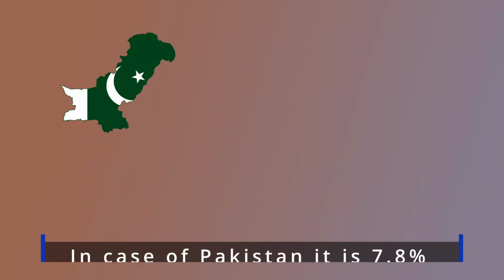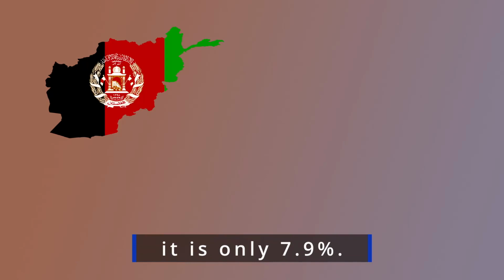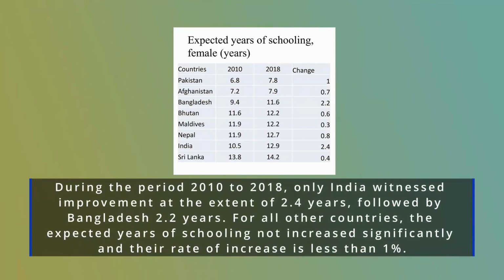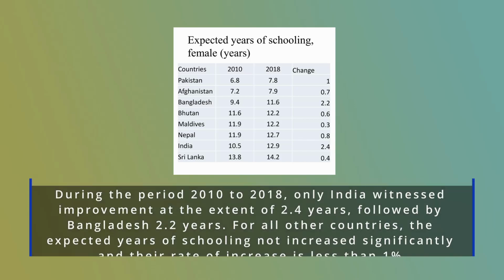In case of Pakistan, it is 7.8. In case of Afghanistan, it is only 7.9. But this expected years of schooling did not increase significantly during the period 2010 to 2018. Only India witnessed improvement to the extent of 2.4 years, followed by Bangladesh 2.2 years. For all other countries, the expected years of schooling did not increase significantly, and their rate of increase is less than 1%.